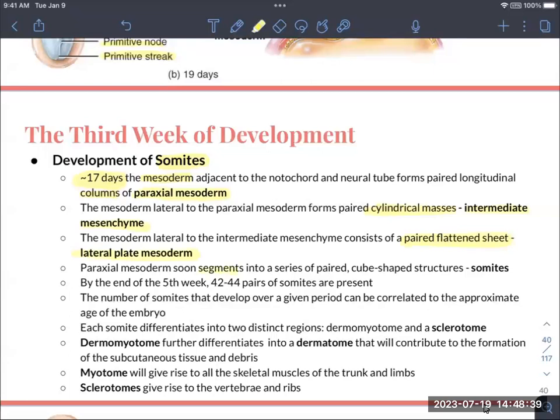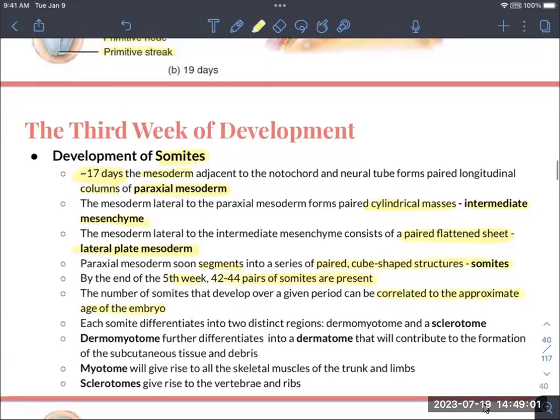It's going to start to segment paired cube structures that are known as somites. So by that 5th week, we have 42 to 44 pairs of somites already. They develop over time and they correlate to the approximate age of the embryo.